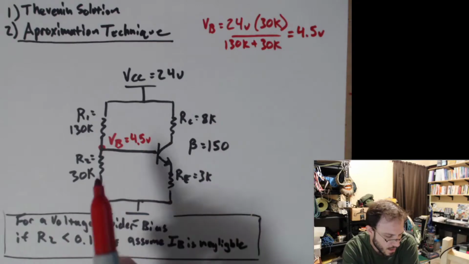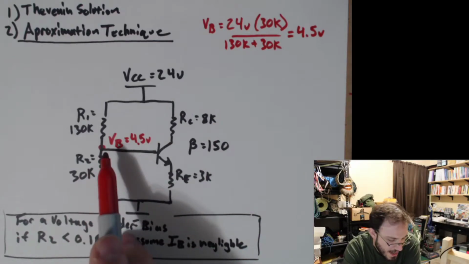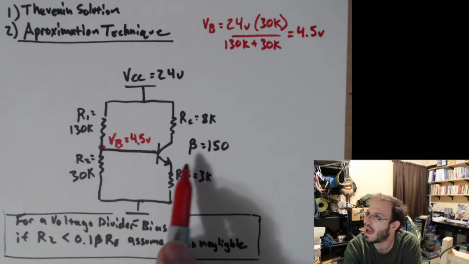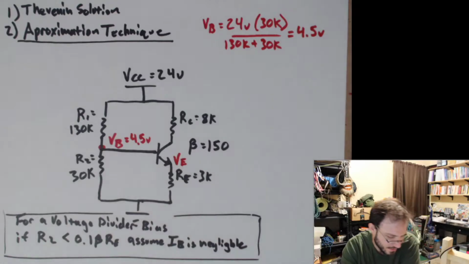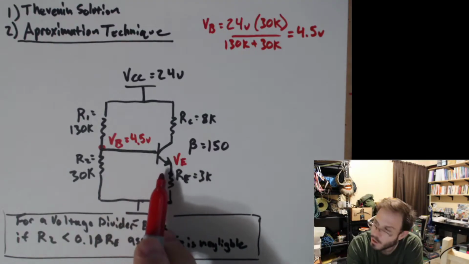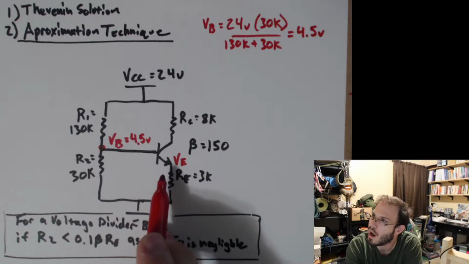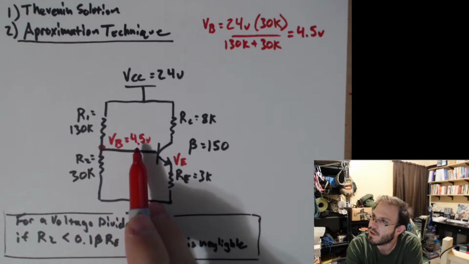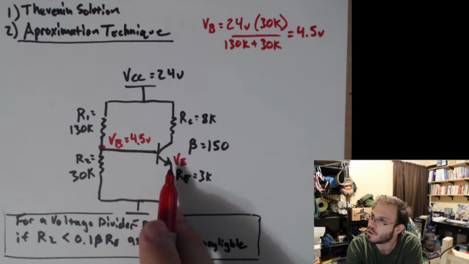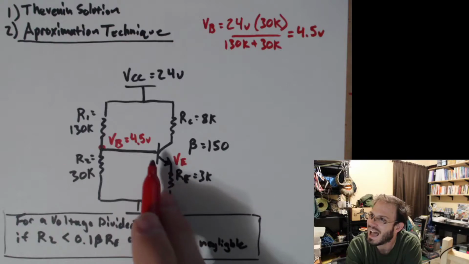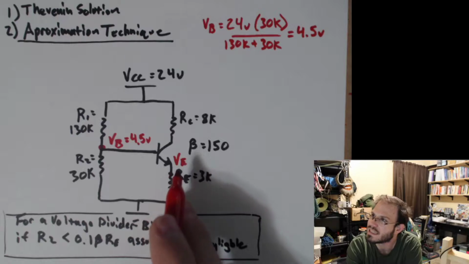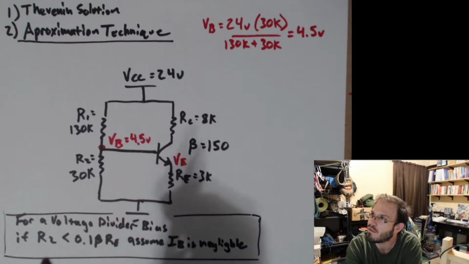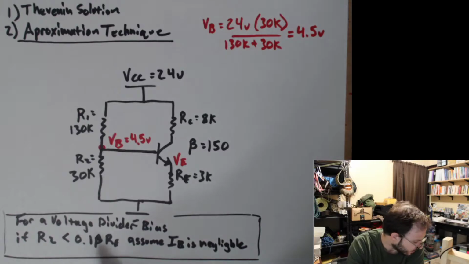Okay, so we figured out the voltage at this point, and now the next part is, how do you figure out V sub E? From the base to emitter we have a 0.7 volt drop. So if we have 4.5 volts here and we have a 0.7 volt drop between the base and the emitter, formed by that PN junction, that diode that exists between this point and this point, then we can just subtract 0.7 volts from this and get what V sub E is equal to.